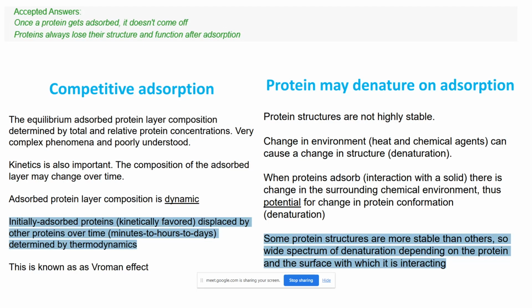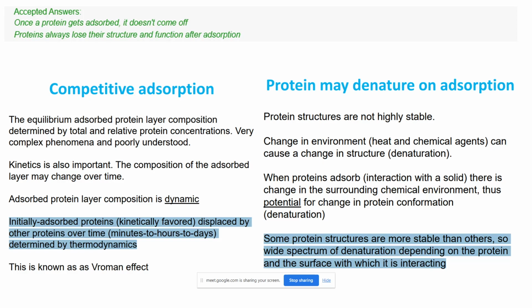Okay, so C and F are the correct options. Once a protein gets adsorbed, it doesn't come off. That is not the situation. There is competitive adsorption, wherein the equilibrium adsorbed protein layer composition is determined by total and relative protein concentrations. Initially, when the surface is exposed to proteins, the initially adsorbed proteins are displaced by other proteins over time, which is determined by thermodynamics.